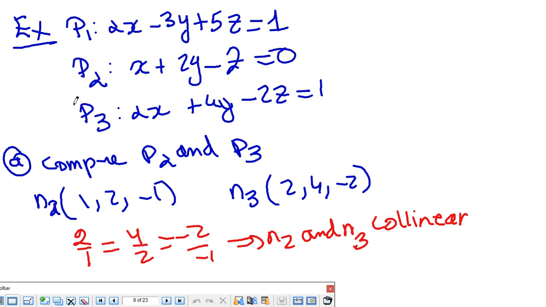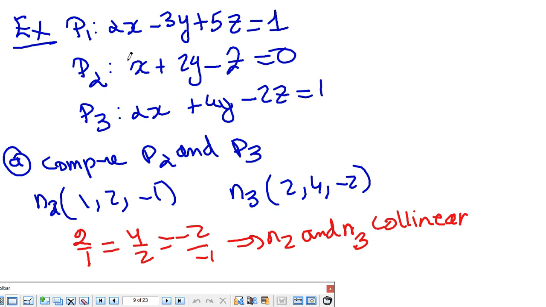If I have those three planes, P1, P2, P3, I want to compare P2 and P3. It means I want to see if those planes are parallel, overlapping, coinciding, or they meet. First, you need to find the normal of the plane. You know how to find the normal. The normal is the coefficients of x, y, and z.